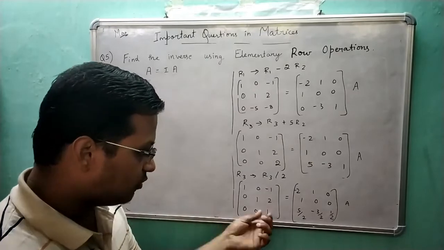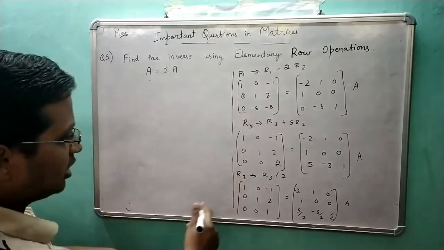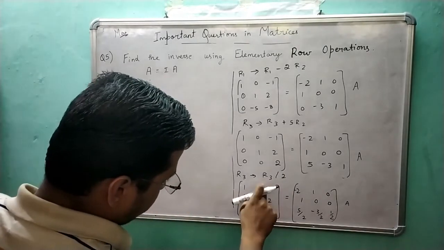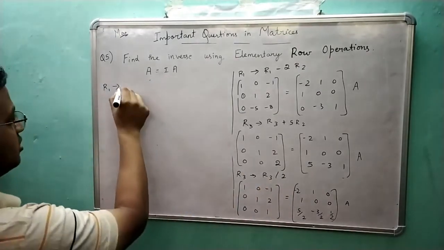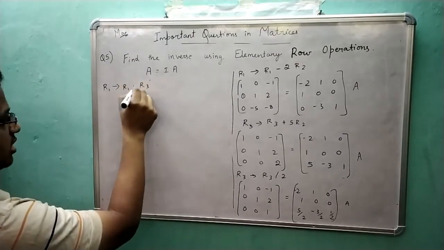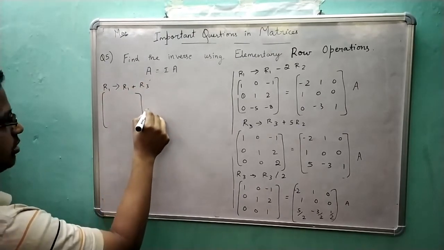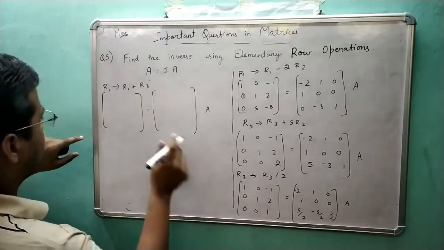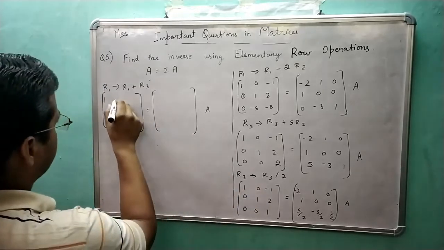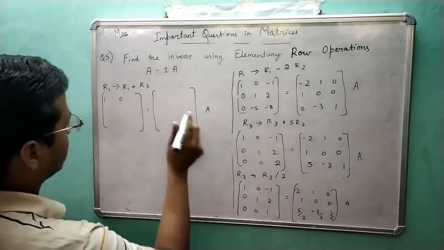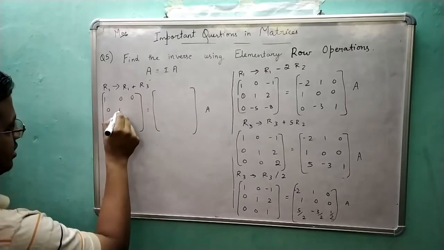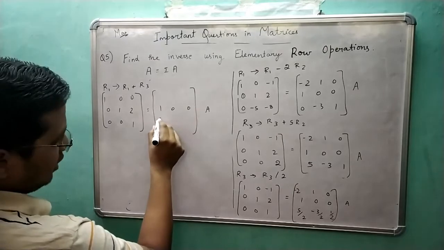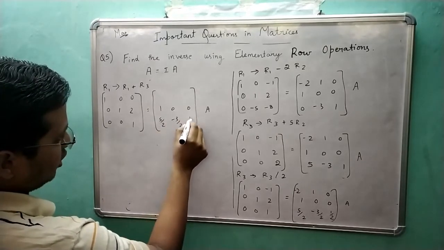So using this 1, we have to make these two 0. So now let us change R1. R1 changes to, see here minus 1 is there, so R1 plus R3. So our equation will become 1 plus 0 is 1. 0 plus 0, 0. Minus 1 plus 1 is 0. And everything else as it is. 1, 0, 0. 5 by 2, minus 3 by 2, 1 by 2.